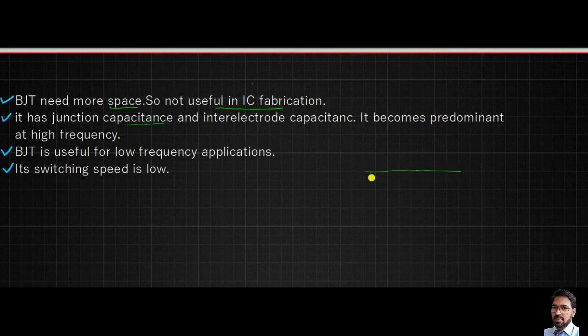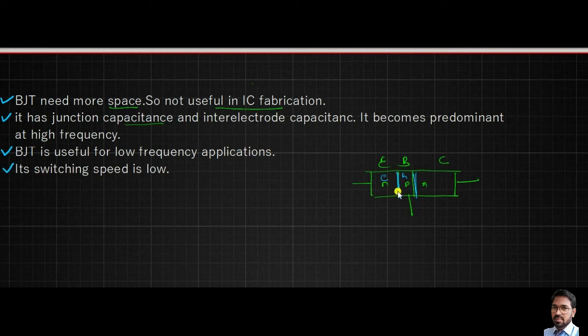So this is the structure: collector, base, and emitter. So it is N, P, N. These are the junctions here, so depletion regions are present here, with opposite polarities: here electrons and here holes. So these junction capacitances become predominant at high frequencies.